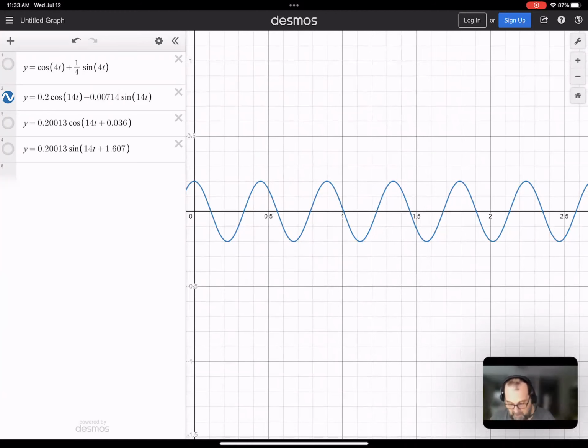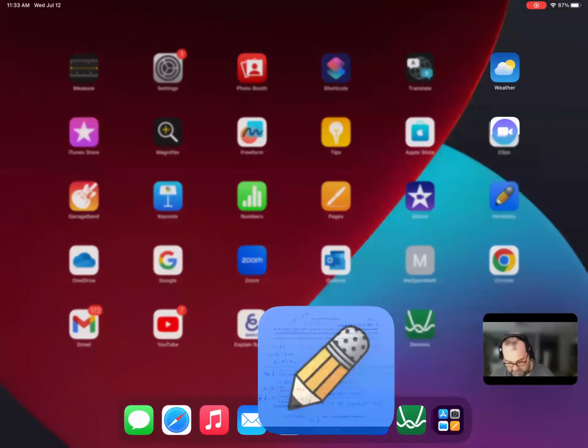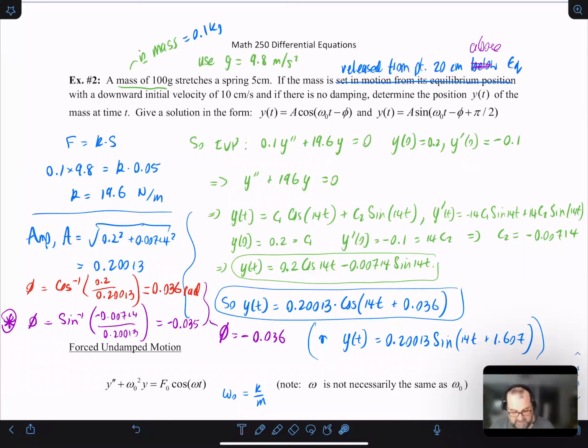All right, so back to the question here. So the next step is to convert it into just cosine, a function of just cosine. So the work here is I've got to find my amplitude. The amplitude is you take the C1 and the C2, right, and basically put those into your formula. I got the amplitude here to be 0.20013.